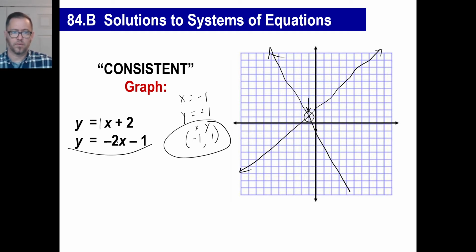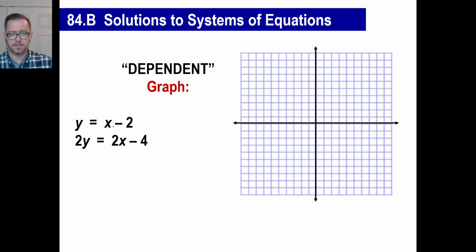So in other words, when you have two systems and this is what happens, you can graph this and go, oh yeah, the answer is x is -1, y is +1. Or you can actually use substitution if you want to, or you can use elimination. Any one of those three would work. You should get the same answer for all three of those. When there is one answer that matches both of those equations, it's called consistent, okay?